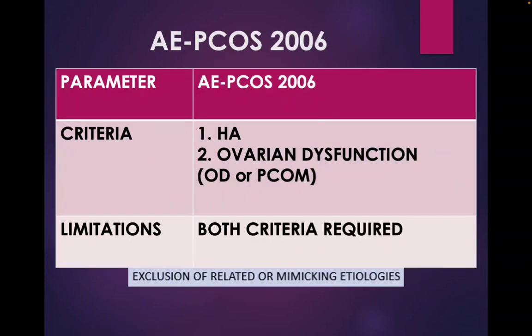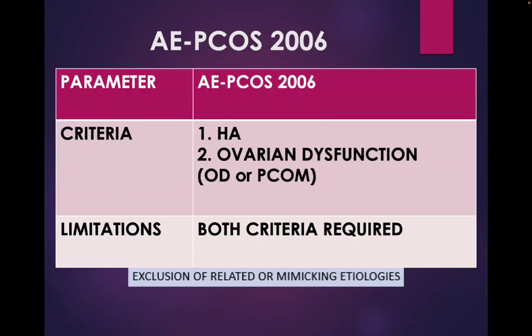But the Androgen Excess Society said that both criteria should be met for the patient to be PCOS, that is hyperandrogenism along with ovarian dysfunction, which means ovulatory dysfunction or polycystic ovarian morphology. Ovarian dysfunction must be there, which can be PCOM or ovulatory dysfunction, but hyperandrogenism is a must. So if hyperandrogenism is not there, the patient is not polycystic ovarian syndrome. So these were the different criteria, showing the evolution of the different definitions of PCOS.